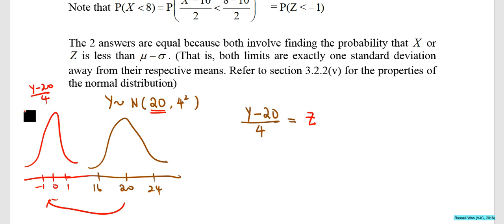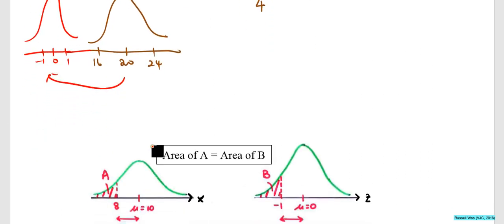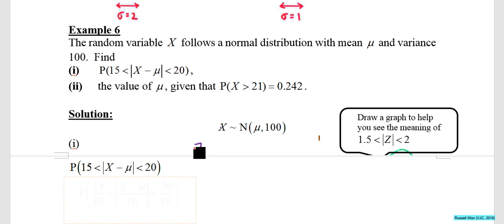Yes? Then you ask me, Mr., why go through so much trouble? You can use GC. Why do you need to minus and then say that it's standard normal? I will explain to you later. You realize that in order to solve example 6, we need this idea. Okay, let's solve example 6 now.